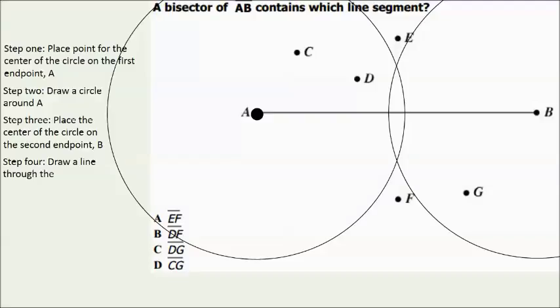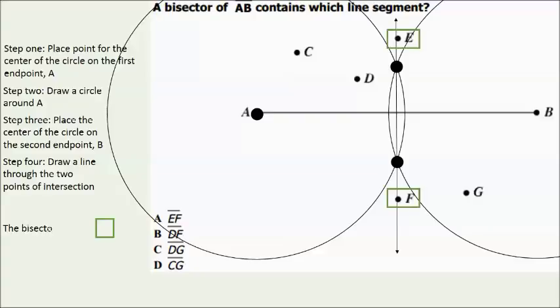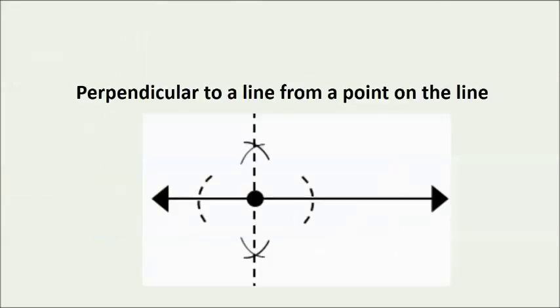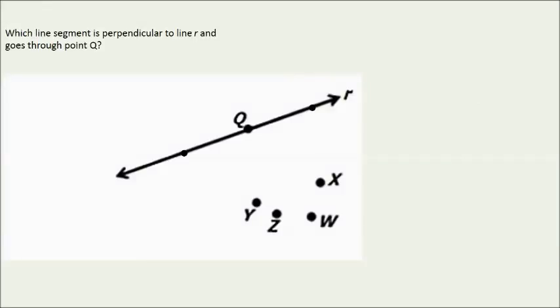So step 4 was draw a line through the 2 points of intersection. So we can see these 2 places where the circles hit each other. We're going to draw a straight line through them. All right, so the bisector contains EF. Now let's construct a line perpendicular to a line from a point on the line. We're asked, which line segment is perpendicular to line R and goes through point Q?